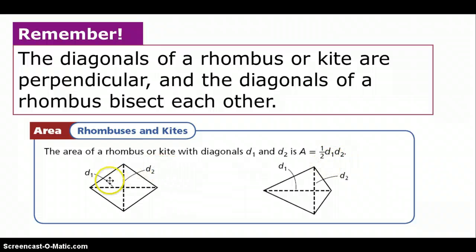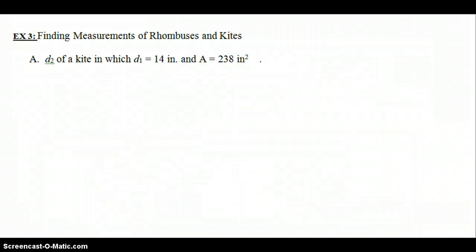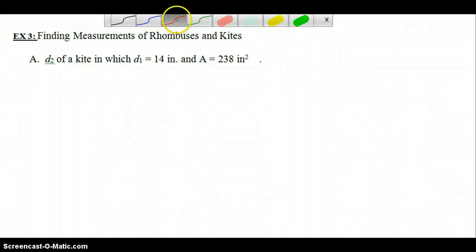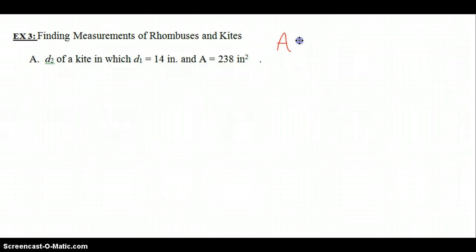D1 represents one of the diagonals, D2 represents the other. It really doesn't matter which one you call one diagonal, which one you call the other. But we do need to remember that formula. So I'm going to write that in nice and bold up here. The area of a rhombus and or a kite is 1/2 the product of their diagonals, D1 times D2. So we're going to take half of that product.